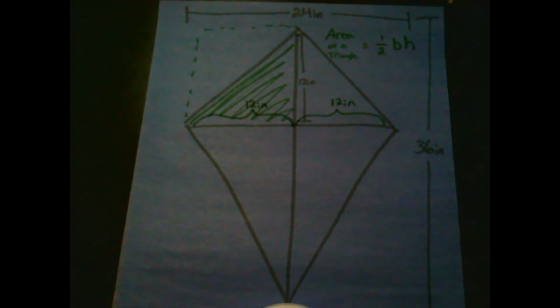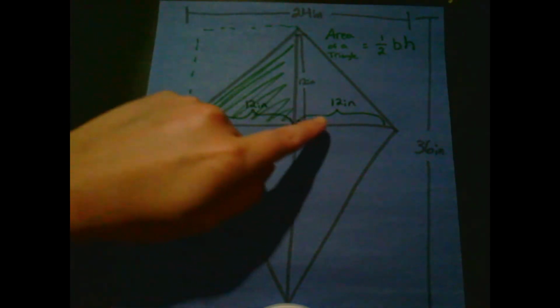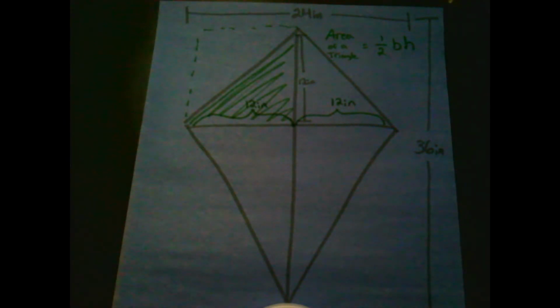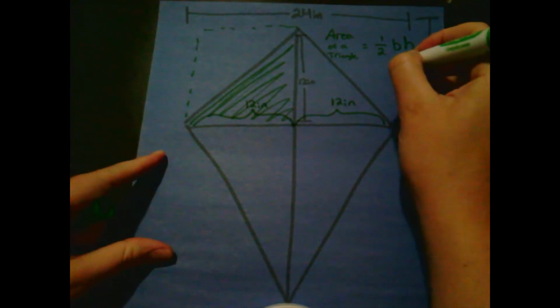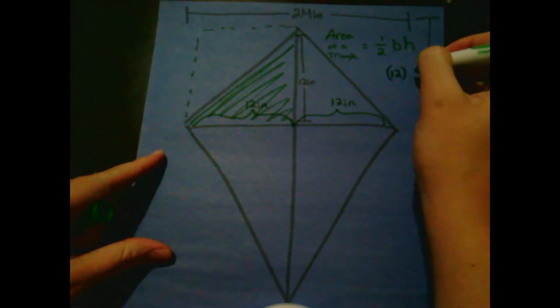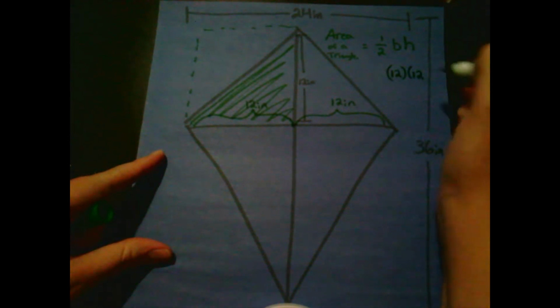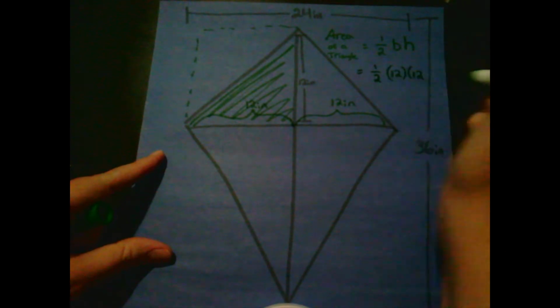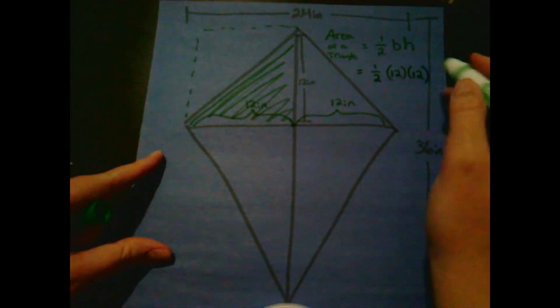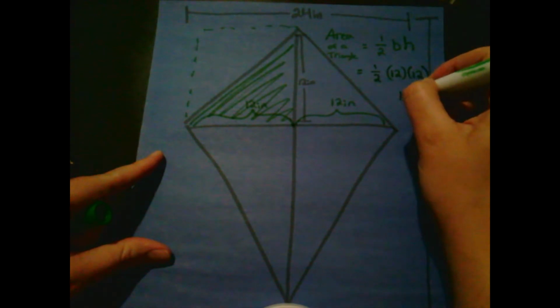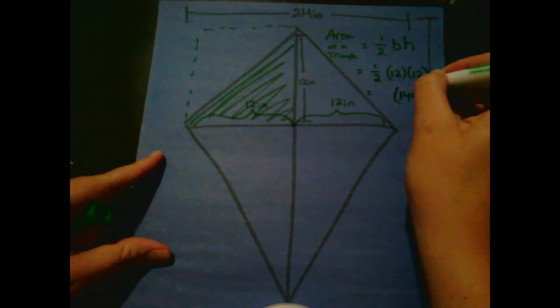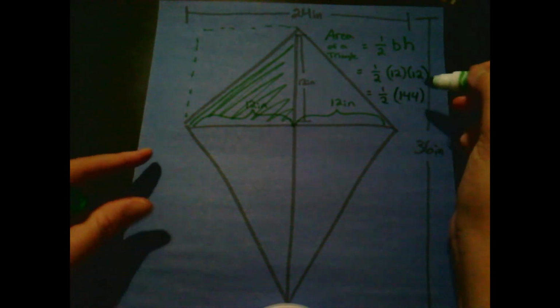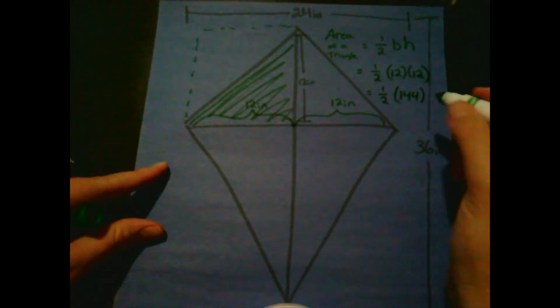Okay? Alright, so we know that this part right here is 12, and we know that this part right here is 12. So we need to do some math. We're going to put in for base 12, and for height 12. But don't forget, we still need to put in our 1/2. So when we multiply this through, 12 times 12 is 144. But we still have that 1/2. So when we do half of 144, that will give us, does anyone know?